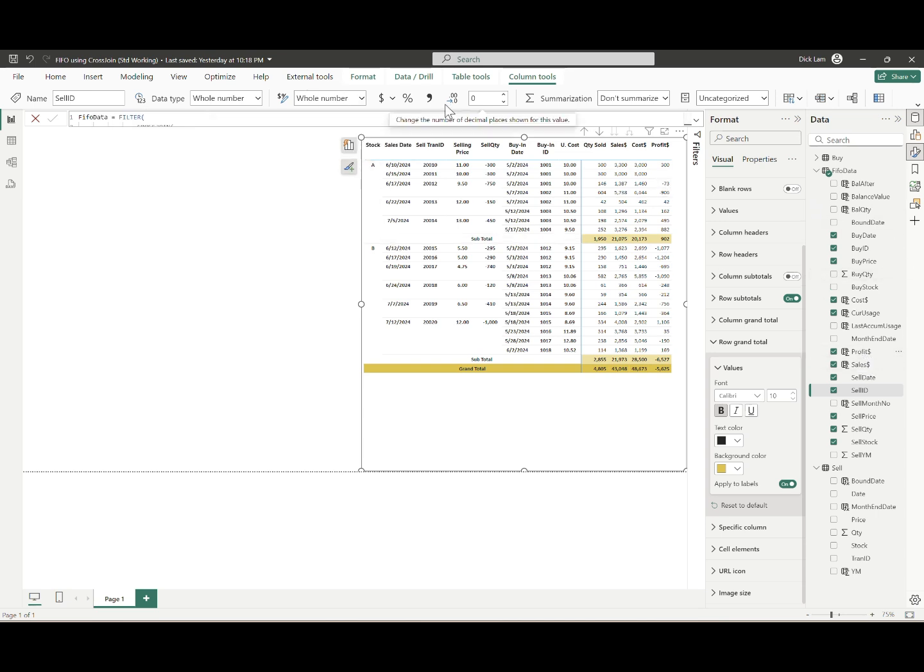And then the format. Sorry. I picked up the wrong column. It should be the profit. Okay. All right. Excellent. And how about the sell quantity? Yes, we can do that.